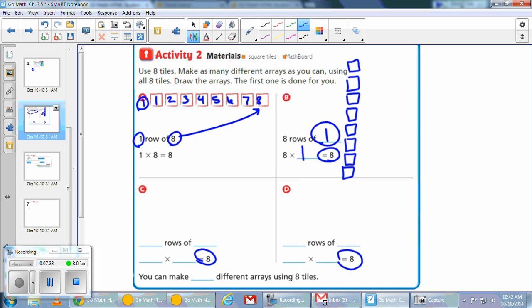Mrs. Nelson should pay attention to the directions page. Okay? So now you're going to create 2 different arrays having different rows of something, but they have to equal 8. Okay? So if you want to get out those little tiles and kind of play around with them to figure out, count out 8 of them, and then figure out how many different ways you can do different groups, and do C and D, please. Pause the video.